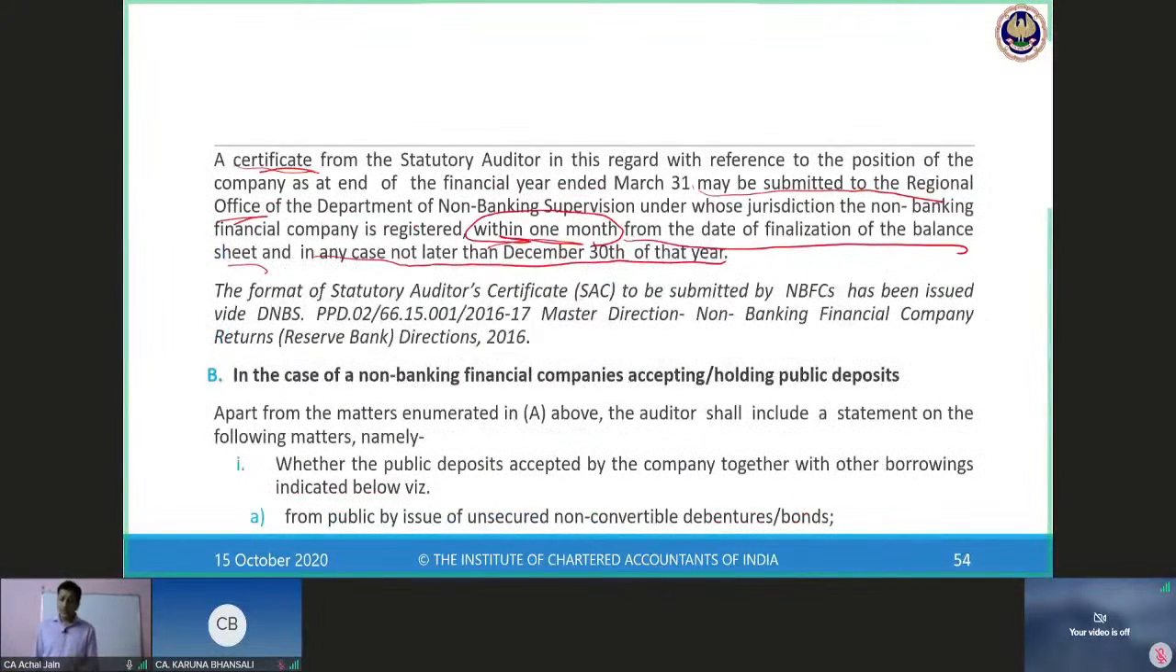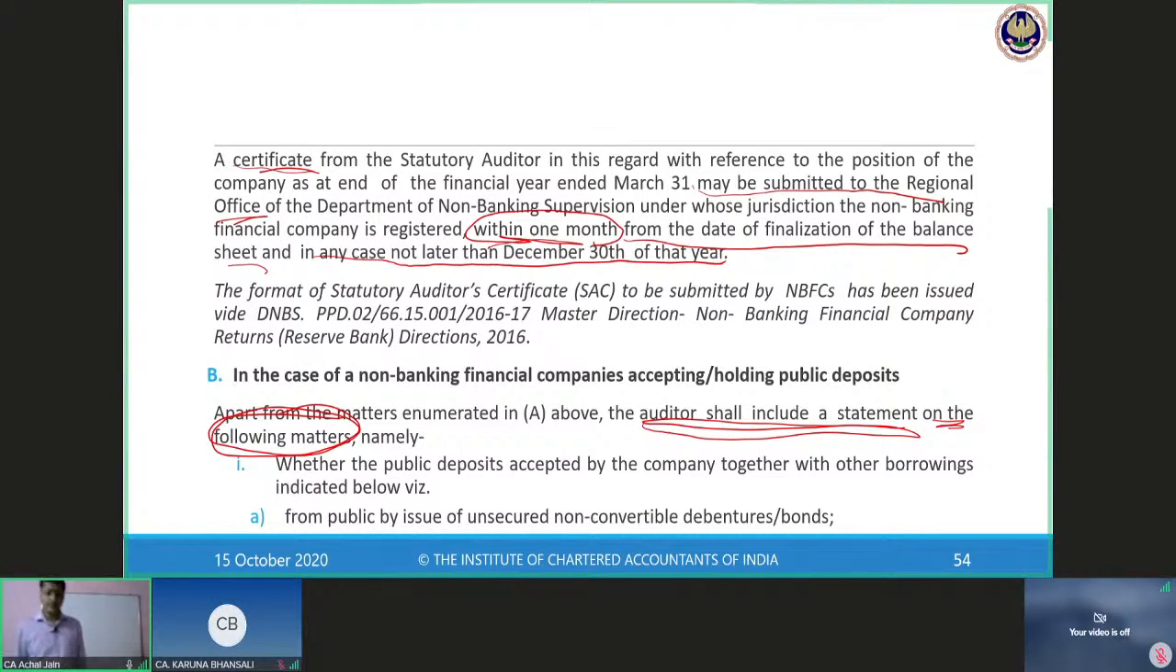Now we are limited to those NBFCs which are accepting or holding public deposits. So now comes the point around those NBFCs. Apart from the matters which are listed in point number A above, means about the certificate of registration, checking about principal business, and then issuing the certificate to the NBFC that yes, it is holding that certificate of registration, and yes, it is eligible to hold that certificate of registration. Apart from that, the auditor shall include a statement on the following matters.